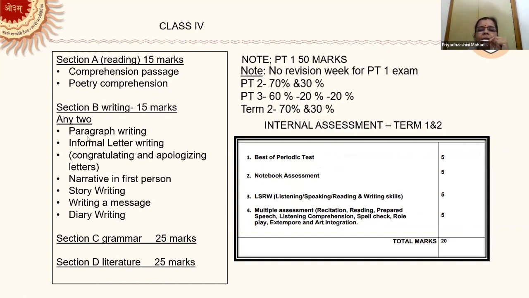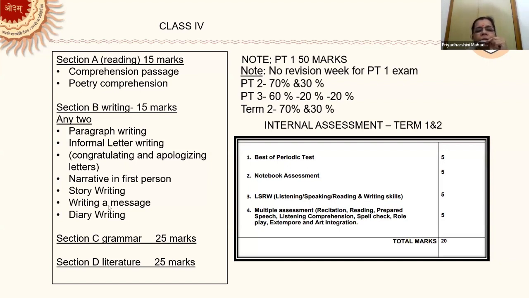So either you will have paragraph writing and informal letter writing. And for informal letter writing, we have a few topics here, congratulating and apologizing. All these things we discussed in the meeting sessions. Or informal letter writing and narrative in first person you may have. Or narrative and story writing you may have. Or story writing and writing a message you may have.